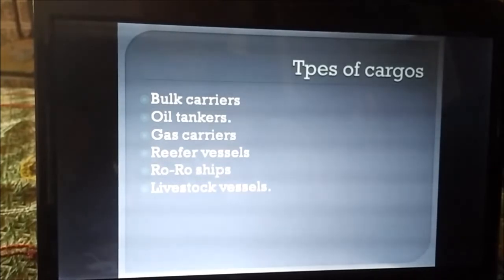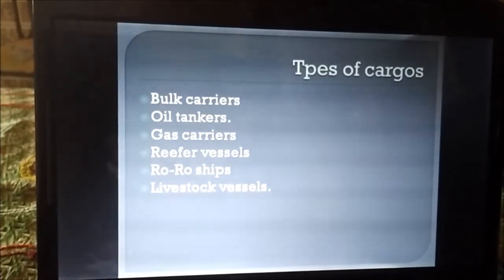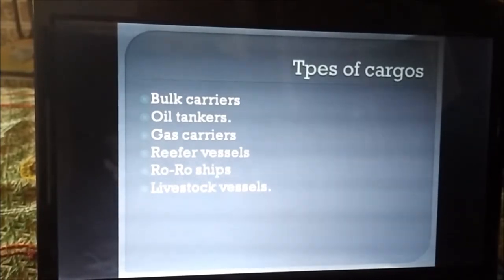Next we have gas carriers. What are gas carriers used for? We have some chemicals such as LPG, LNG, that is liquefied petroleum gas, liquefied natural gas, and CNG, compressed natural gas, and we also have different chemicals such as butane and all that. When they are carried in bulk on ships, they require a special type of carrier to hold them.